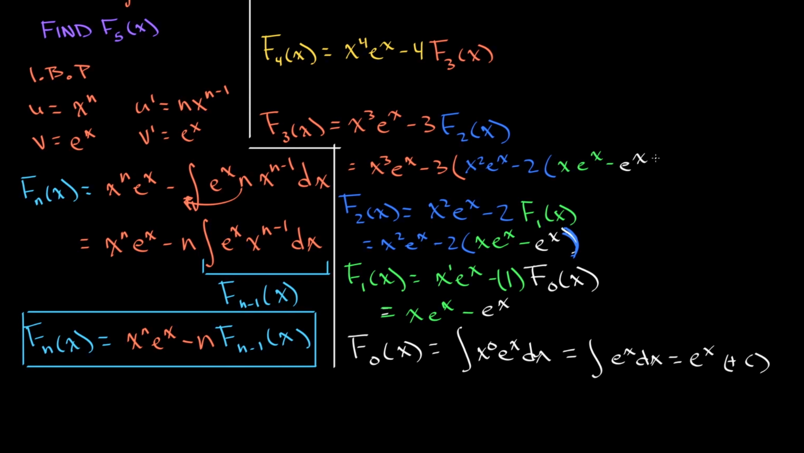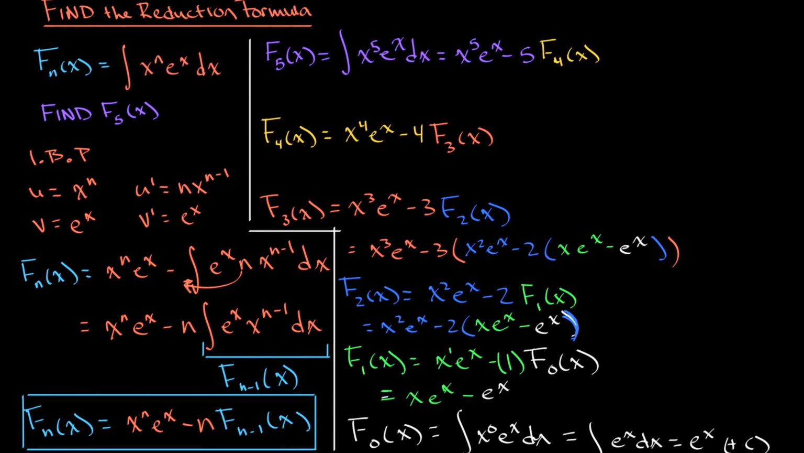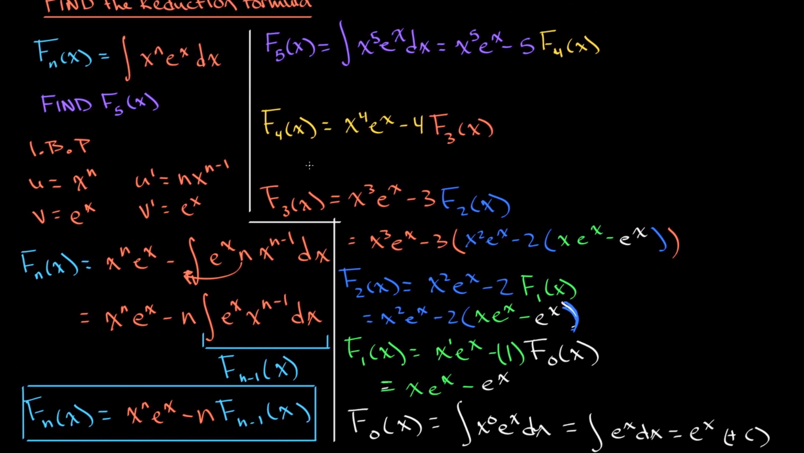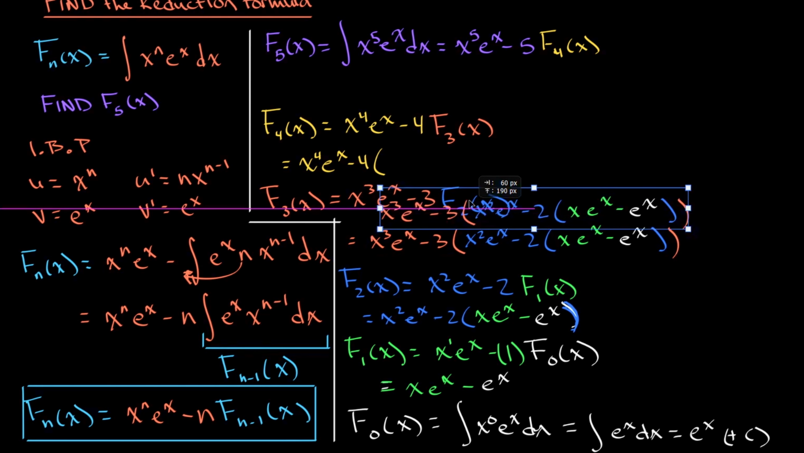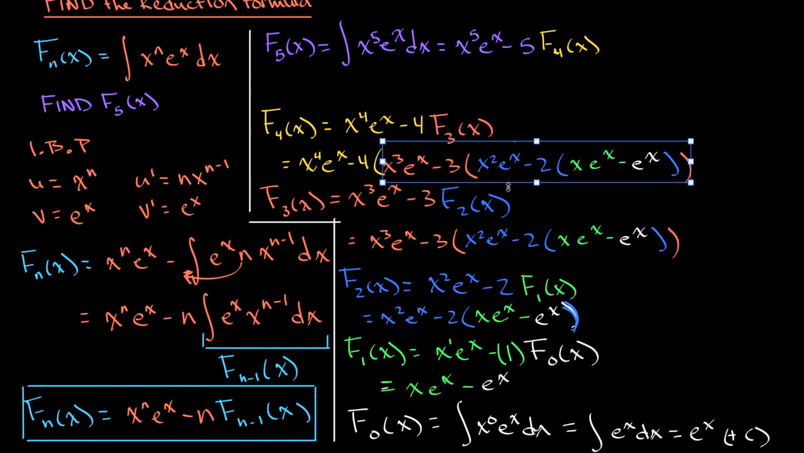And then this will be blue. And then we have orange. And then we move back up another row. And we're getting closer to our answer. We're getting there. So this is x to the 4th power times e to the x minus 4 times all of this down here. And now I'm going to copy paste this guy. Here we go. Copy paste right here. We'll fit this guy in right there.